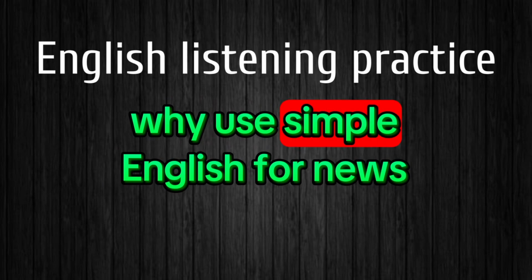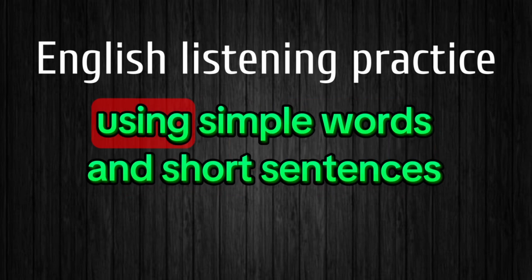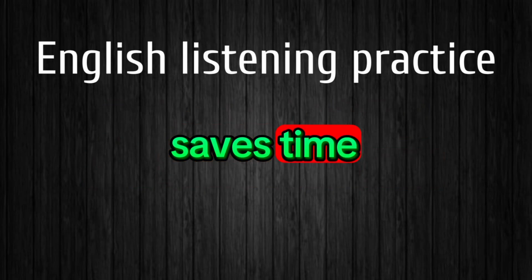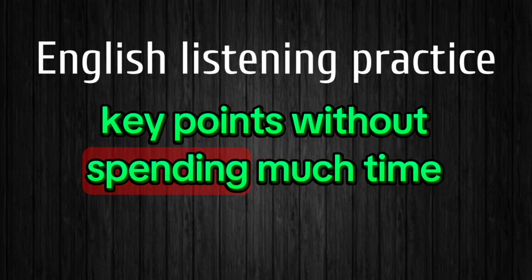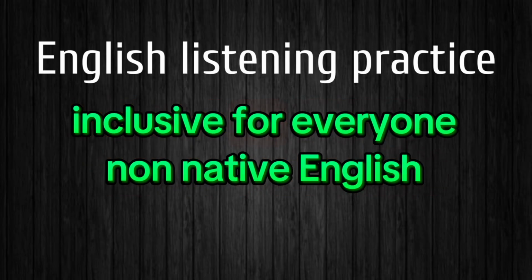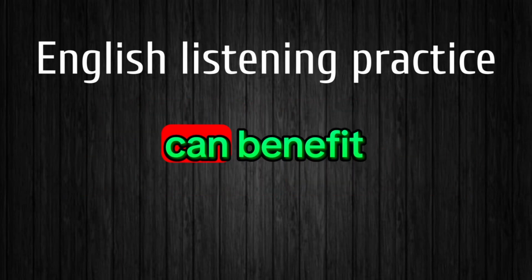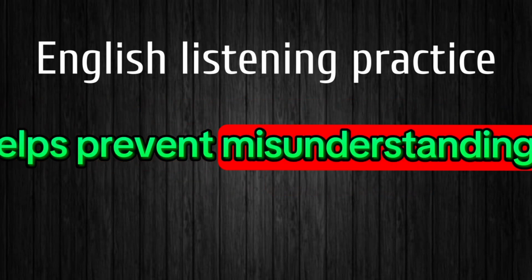Why use simple English for news summaries? Easy to understand. Using simple words and short sentences makes news more accessible. Saves time. People can quickly read and understand key points without spending much time. Inclusive for everyone. Non-native English speakers, children, and those with learning difficulties can benefit. Reduces misinformation. Simple and clear language helps prevent misunderstandings.